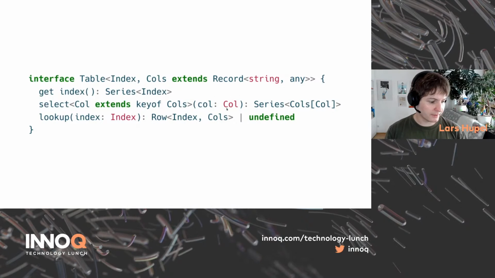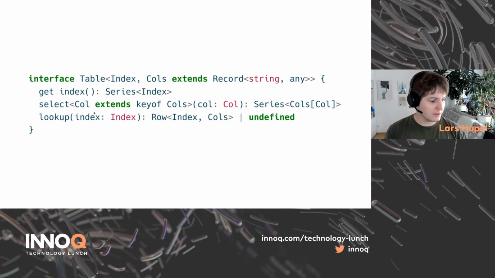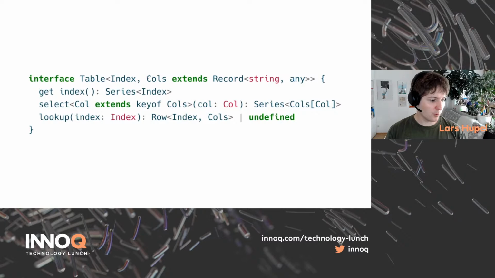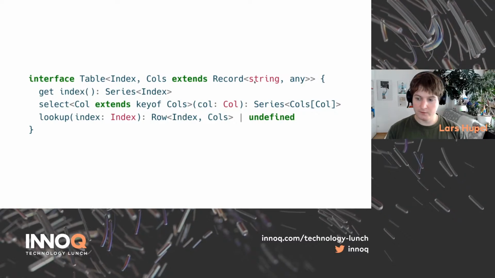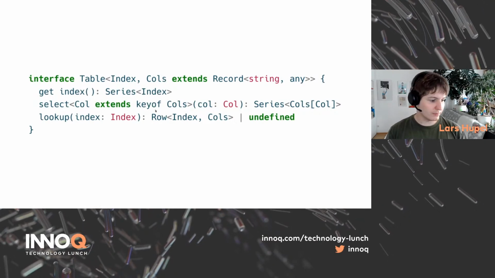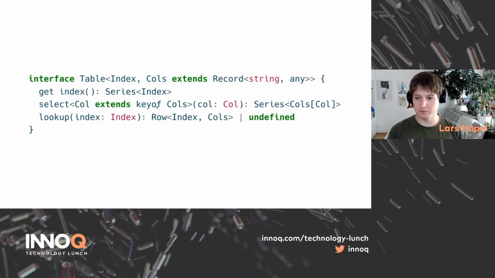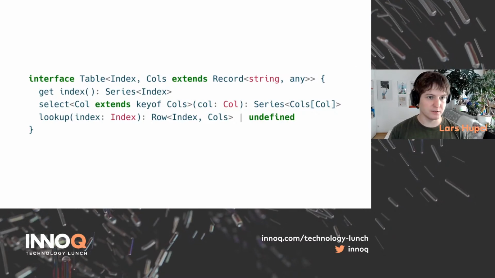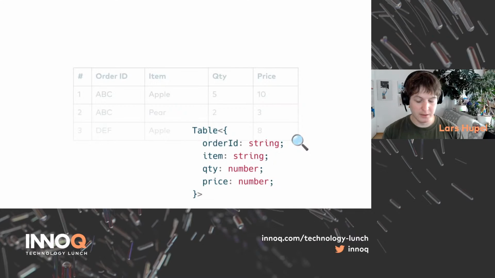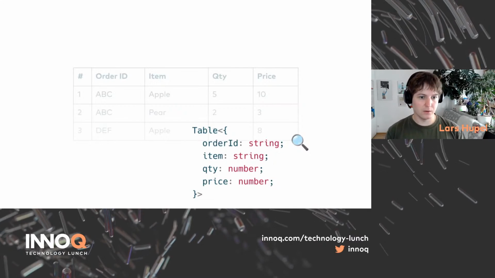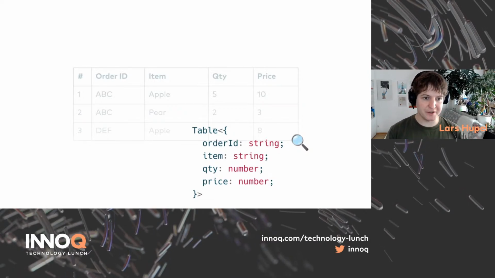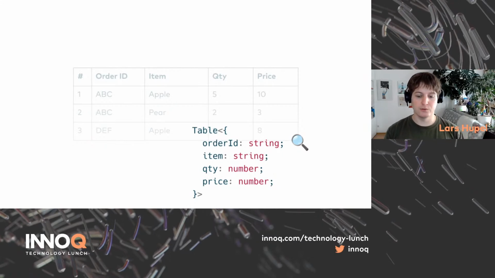And this col cannot be any old value. It needs to be a string that comes from this Cols type. So here in the table, we have the columns, which extends Record<string, any>. So we have a bunch of columns defined in that type here. And then when I want to select, I need to specify one of those. So I cannot specify a column that doesn't exist. If we go back to this example, if we have this table, the only strings that we can specify are order ID, item, quantity, and price. So these are the 4 options that you could be specifying here. If you would specify a column that doesn't exist, you get a type error.